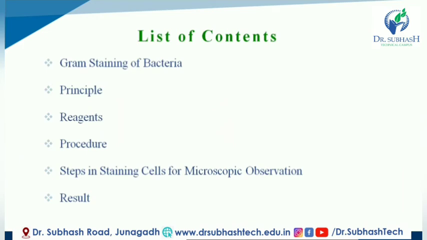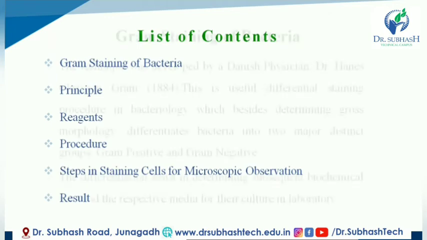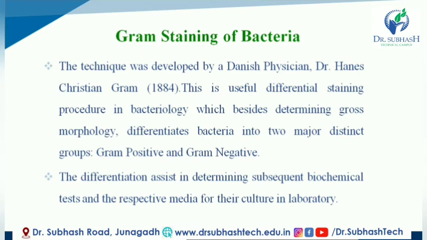These are the list of contents we will discuss in this video. First one is gram staining of bacteria. Next is the principle of gram staining, reagents required for gram staining, procedure of gram staining, and steps in staining cells for microscopic observation with schematic diagram. And last one is the result of the gram staining technique. We will discuss one by one. First one is gram staining of bacteria.